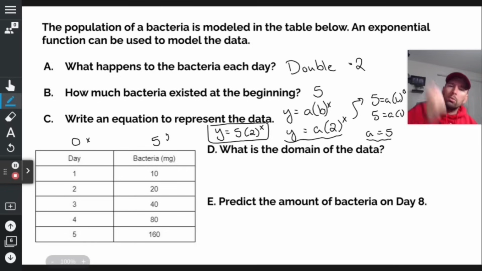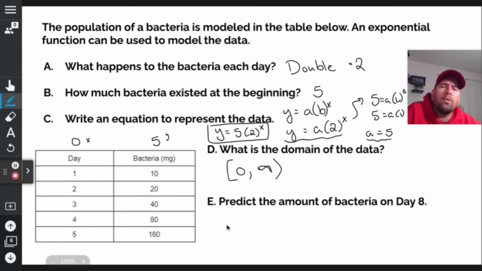Now that you know, okay, what is the domain of this data? Well, if this is a real life problem, I'm not going to go back in time. So the domain of the data is going to start out at 0, and it's going to go on forever if I choose to do it that way. No negatives. It wouldn't make sense. If you were to plug in negative x, that means let's go back in time before all of this started. You can't do that. It's ridiculous. I'm going to use this formula right there to predict the amount of bacteria on day 8.